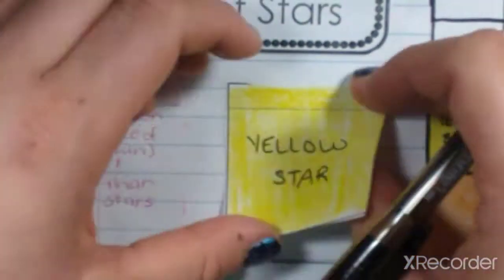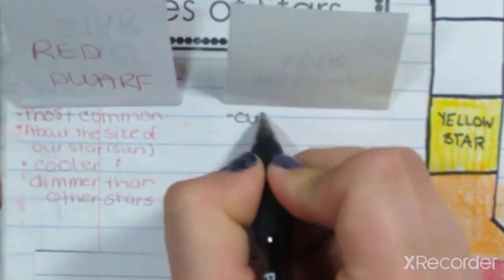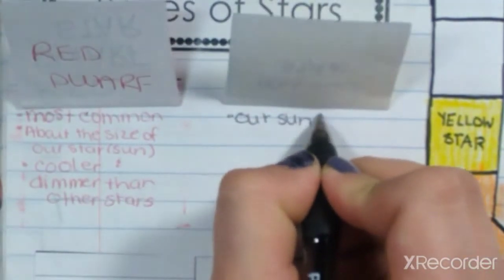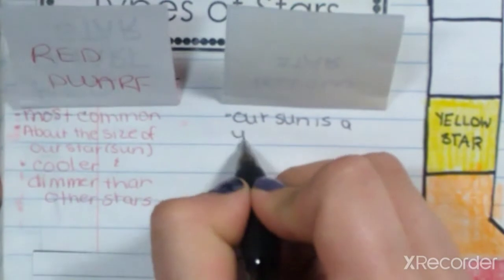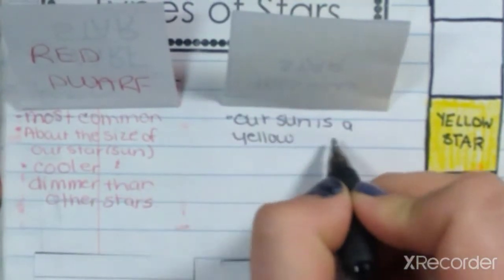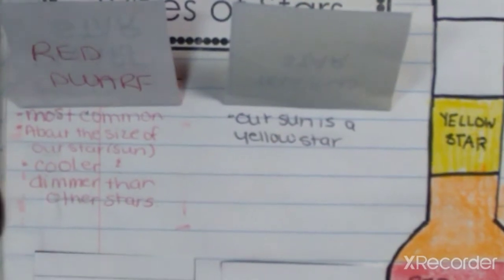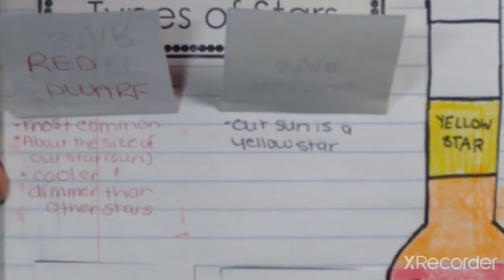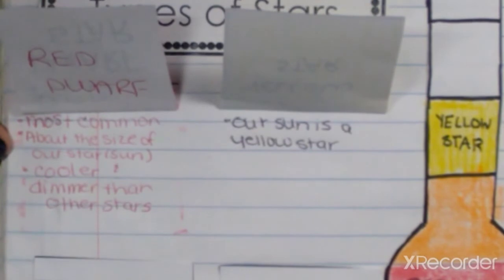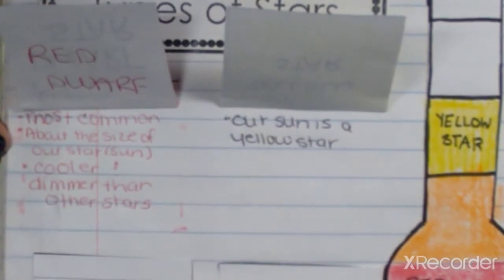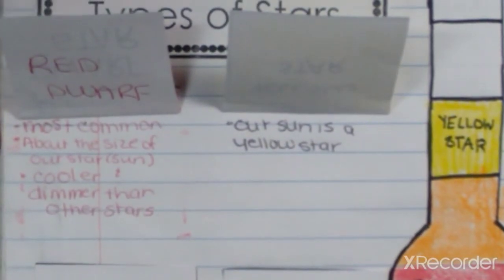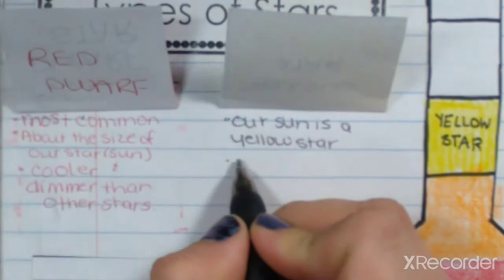Our sun is a yellow star. So our sun is not the largest star, nor is it the hottest star or the brightest star in the solar system or the universe. They are medium size and medium temperature.